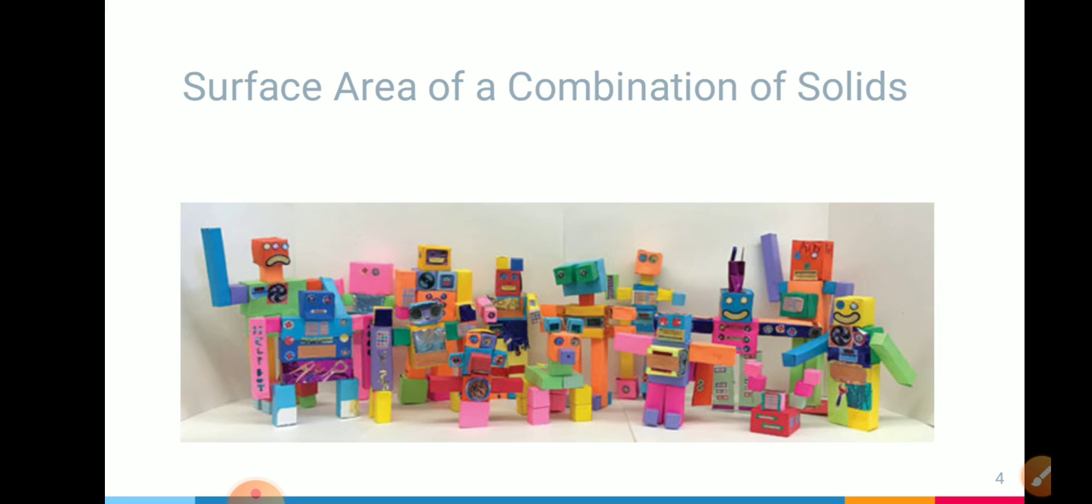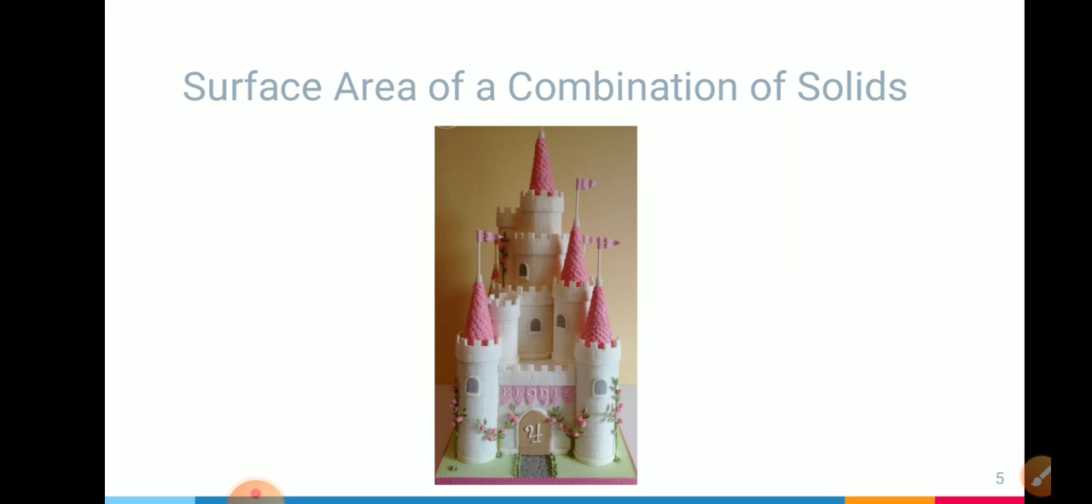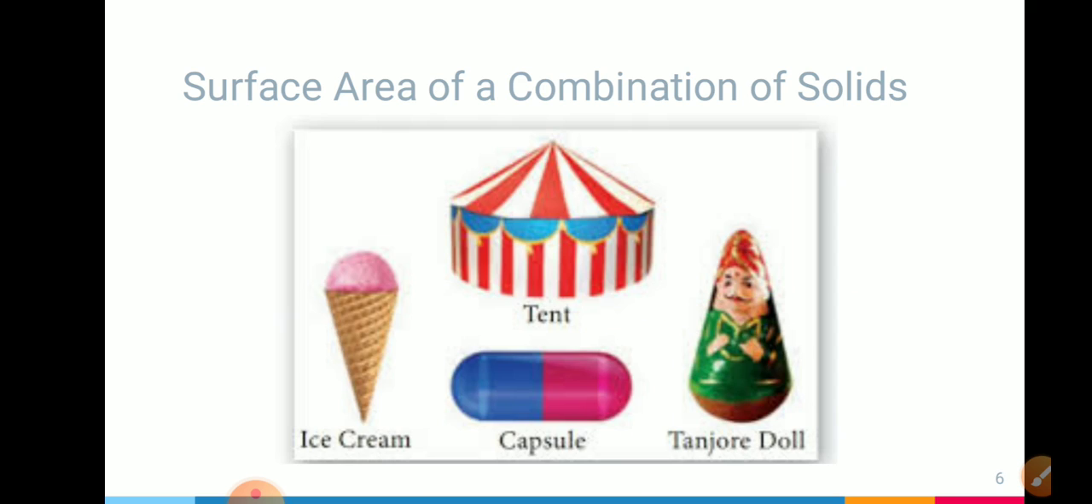Today, we will understand how to calculate the surface area of a combination of solids. For example, a cylinder plus a cone. You can see a castle. So how will you take out the surface area of the entire castle, which is cylindrical and conical in shape?